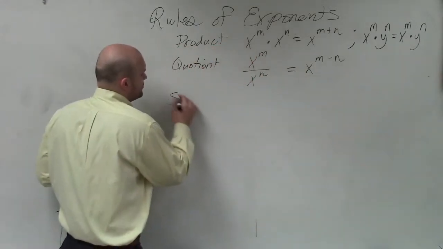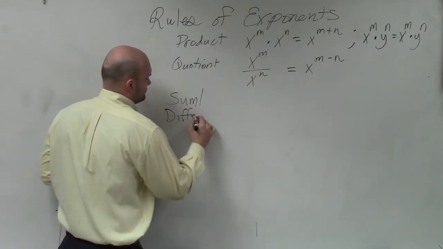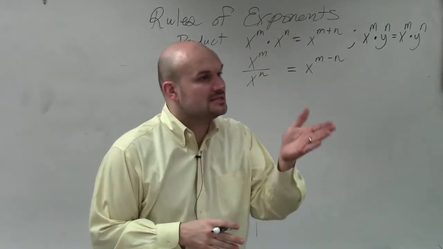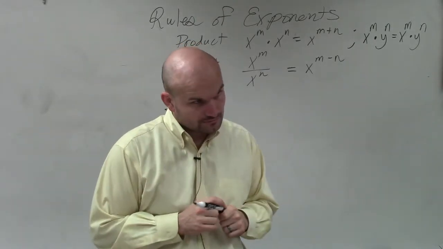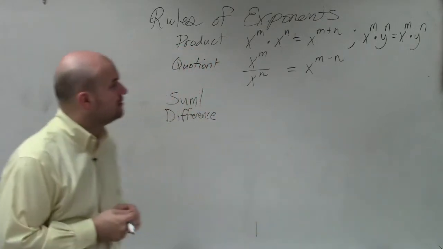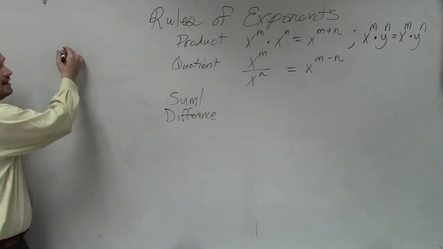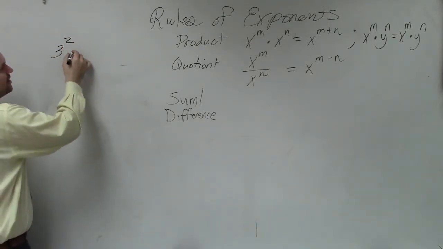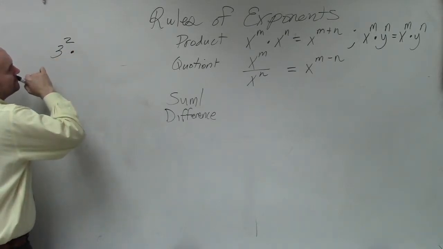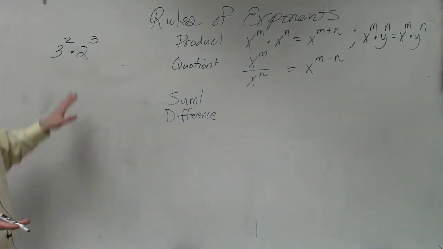Now let's get into sum and difference. Okay? So how do we add exponents? If you have 2 different numbers, you multiply them. So wouldn't it be x, y, and n? X, y, m, n. Well, let's look at it. If I did 3 squared times 2 cubed. OK? So what are you saying you do?